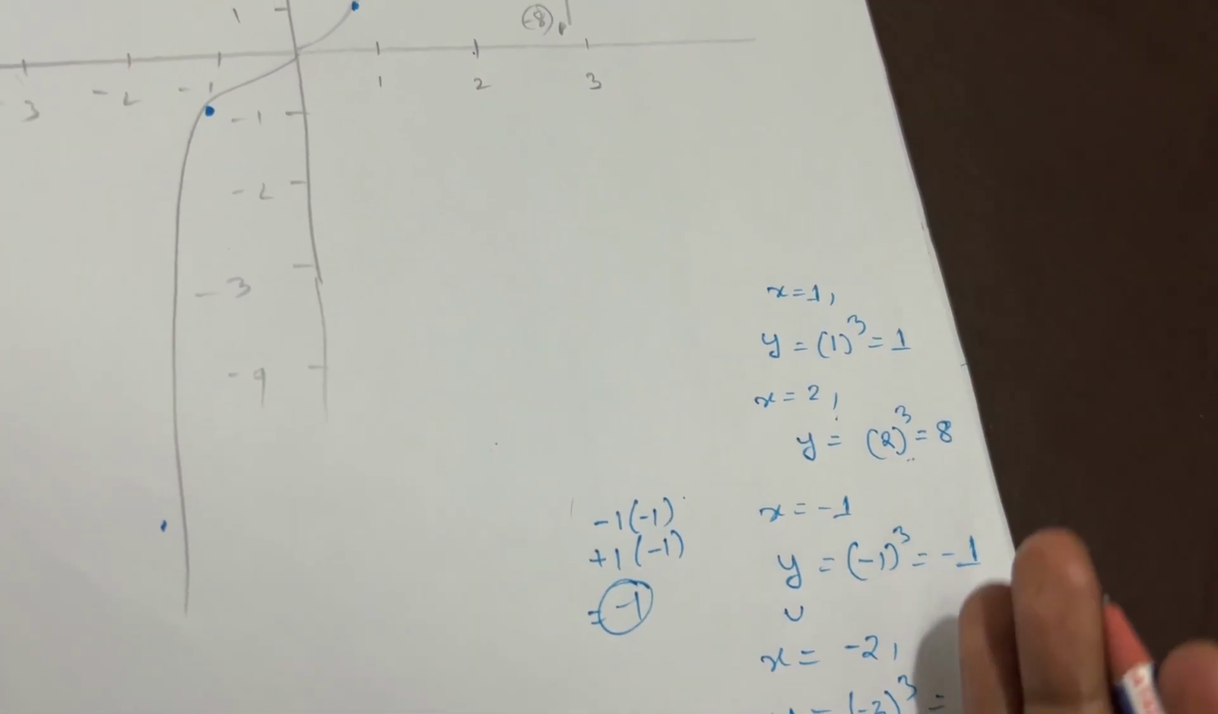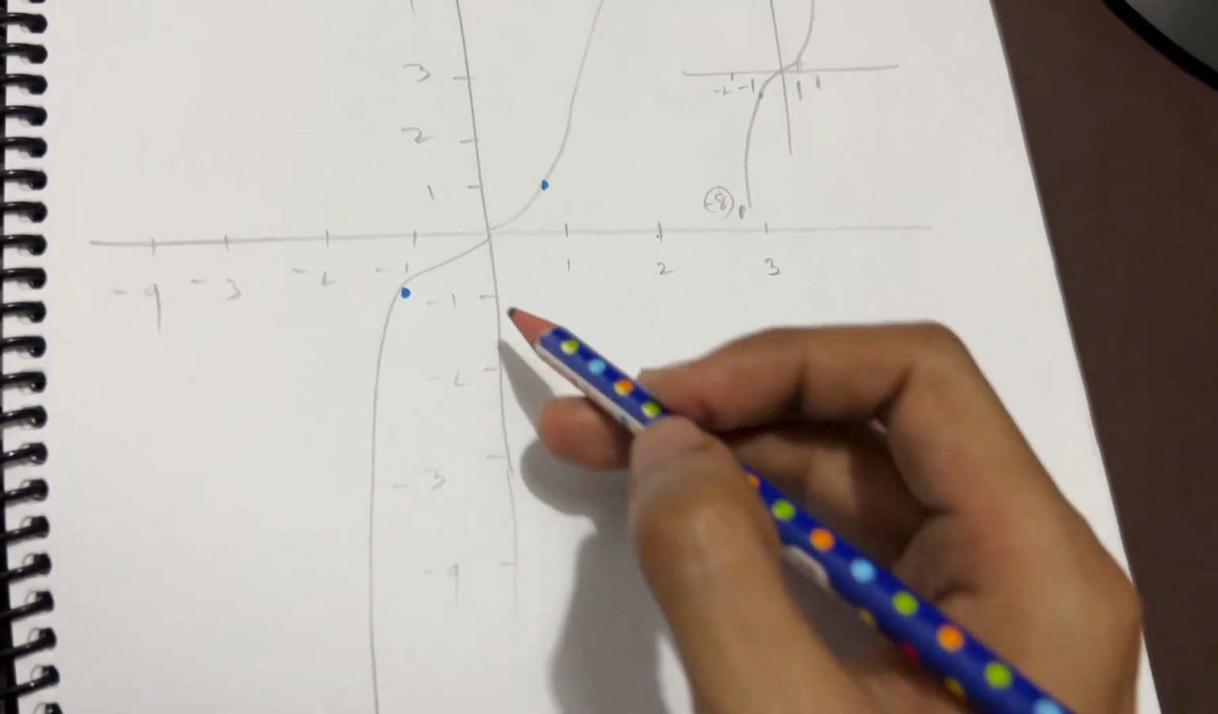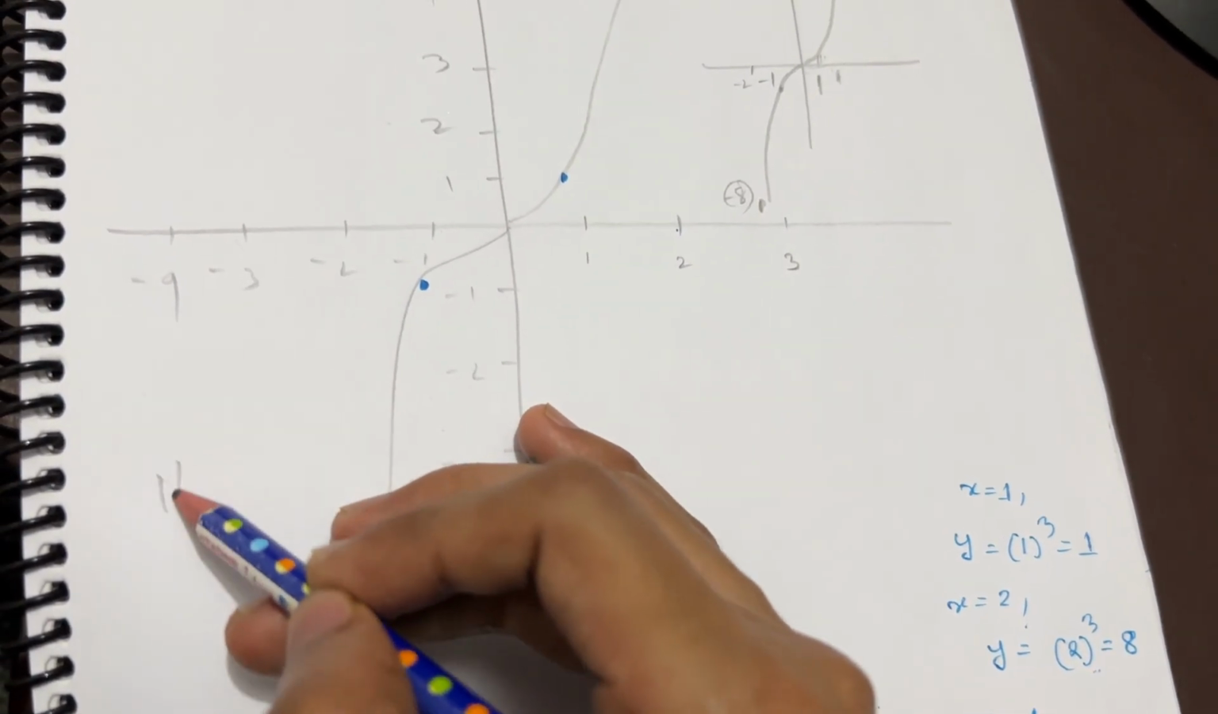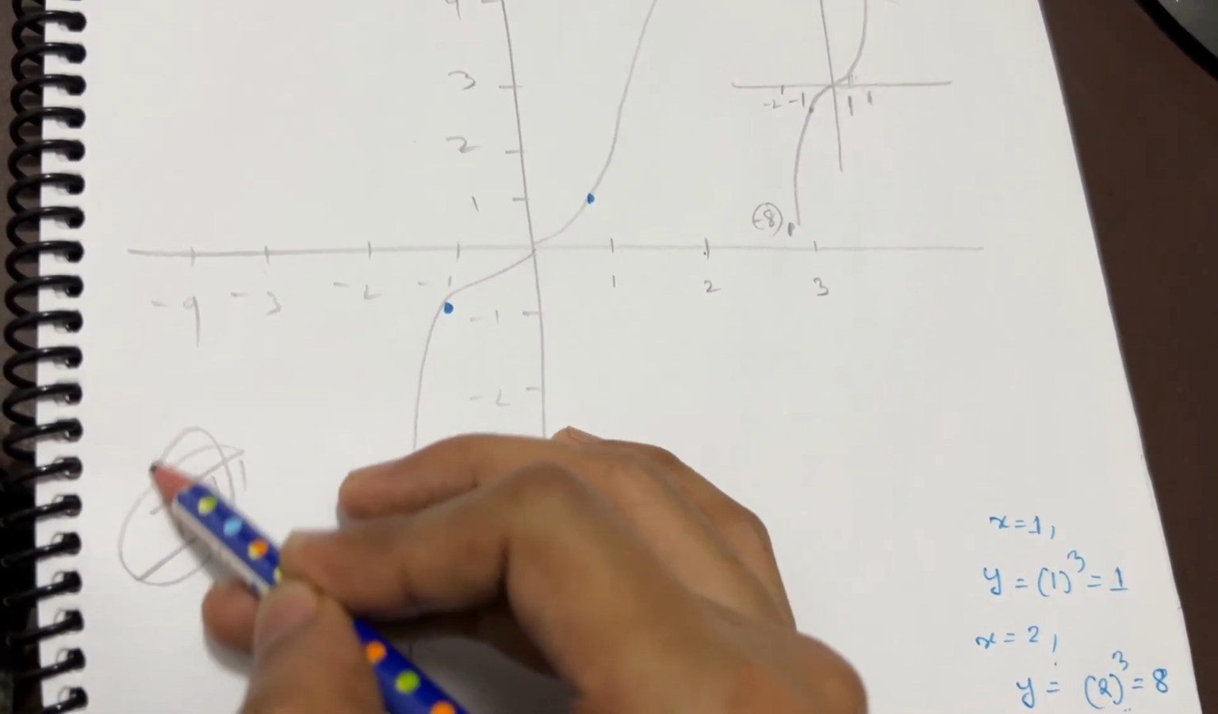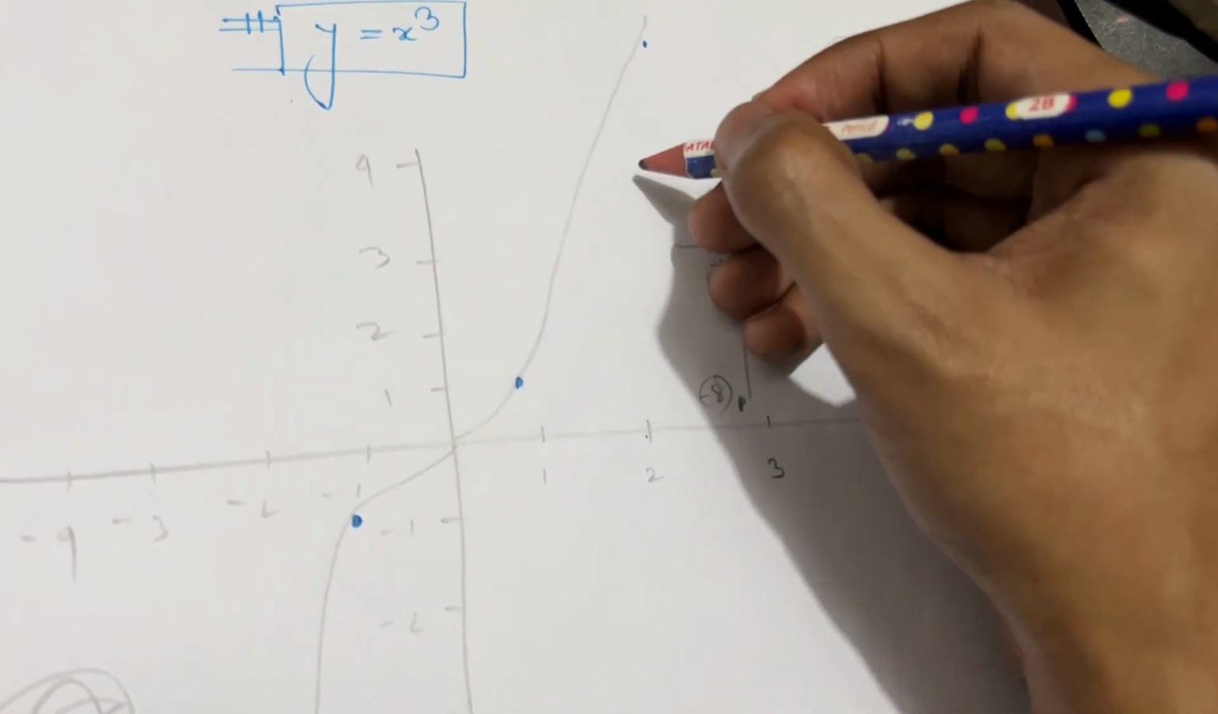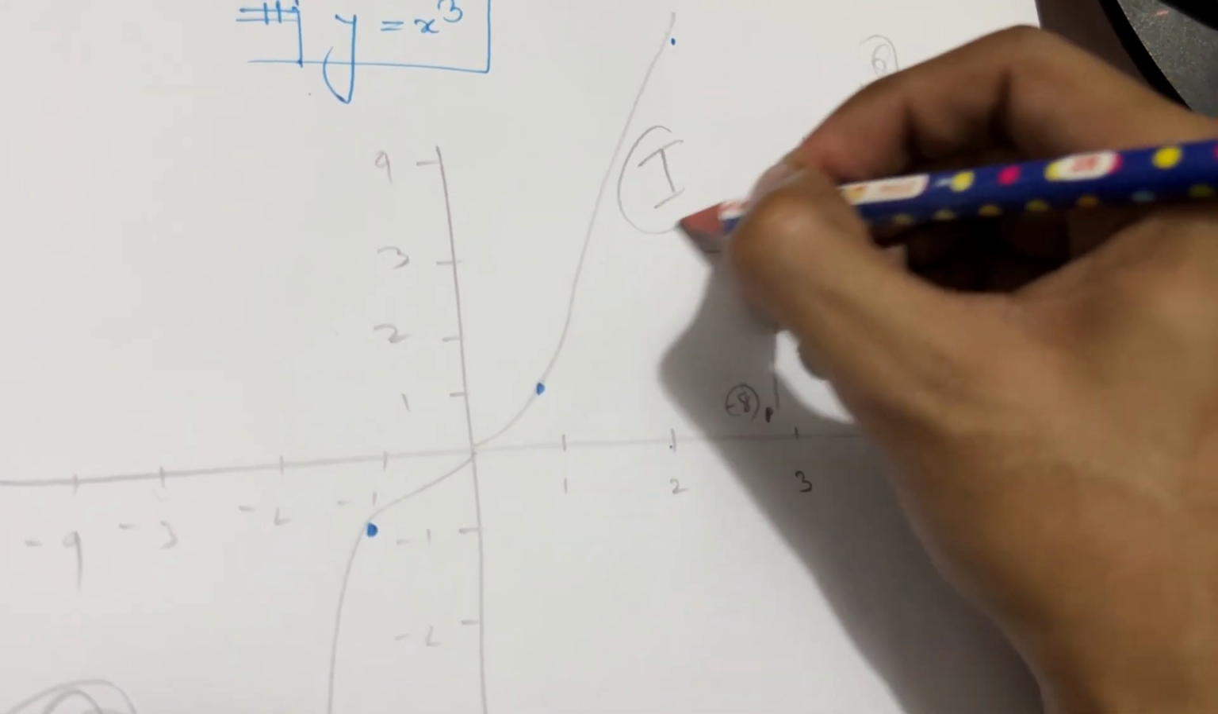Based on these values, the graph would be like this. One portion will go to the third quadrant. This is our third quadrant. And one portion, which is the positive portion of x, would go to the first quadrant.